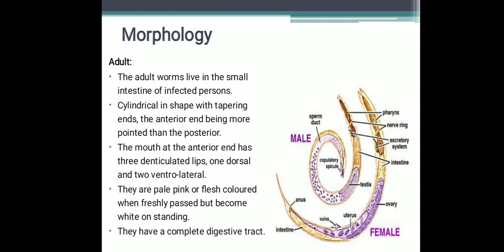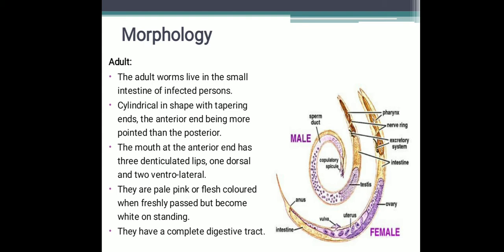In the case of the male, if you see the diagram, the male adult worm measures around 15 to 30 centimeters in length and 2 to 4 millimeters in thickness, curves posteriorly and carries copulatory spicules. That is for the male. The female is 20 to 40 centimeters long and 3 to 6 millimeters thick. The posterior end is straight and conical, and the vulva is ventrally located at the junction of the anterior 1/3 of the body.